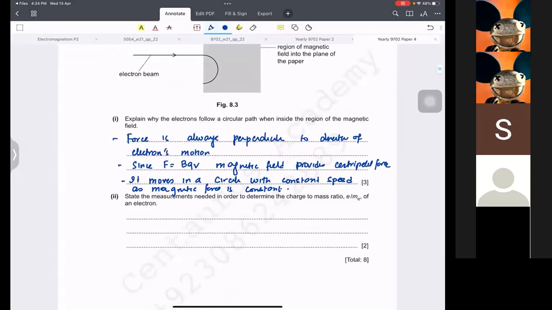Now, state the measurements needed in order to determine the charge to mass ratio. So basically, you have to remember BQV equals mv square over r, and r would be equal to mv over BQ. So these are the measurements required, right? So what do you need? You need radius. And B is also needed. Radius of the circular path, of course. We need magnetic flux density.